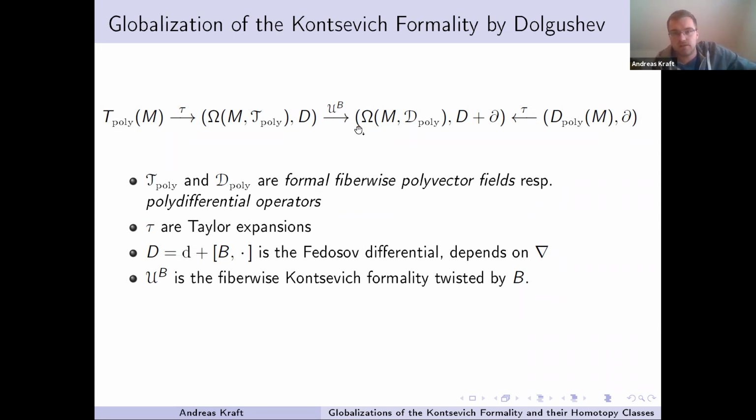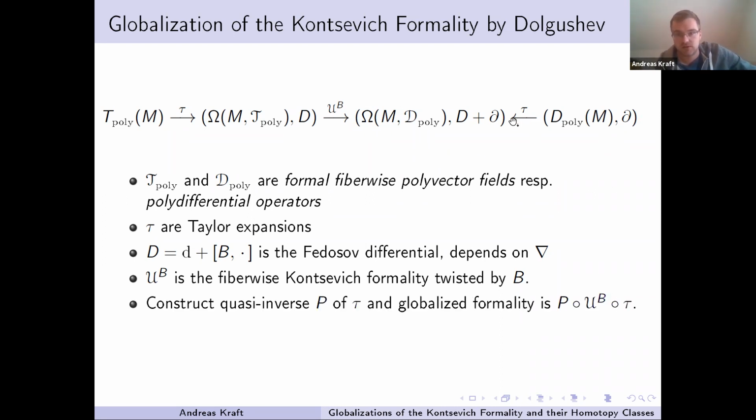And then in the next step, one can construct the L infinity quasi-inverse of this tau here. And since one has here a homotopy for this differential, there are explicit formulas for this. So this P is easy to understand. And the globalized formality is then just Taylor expansion, then fiber-wise formality, and then projecting downstairs.